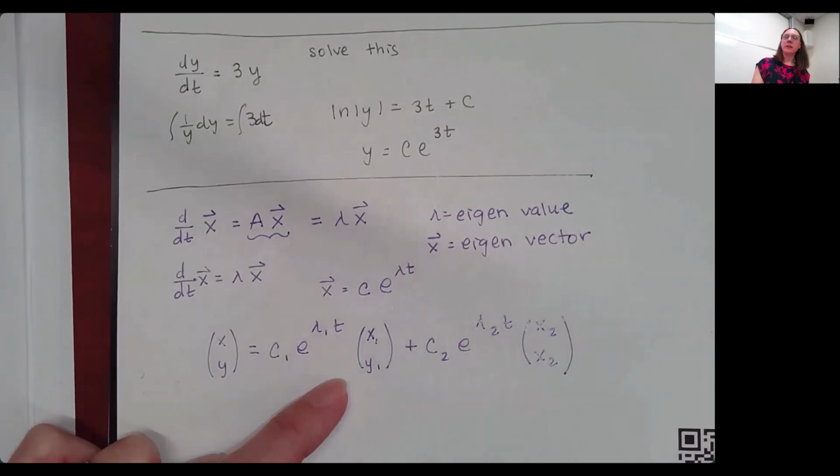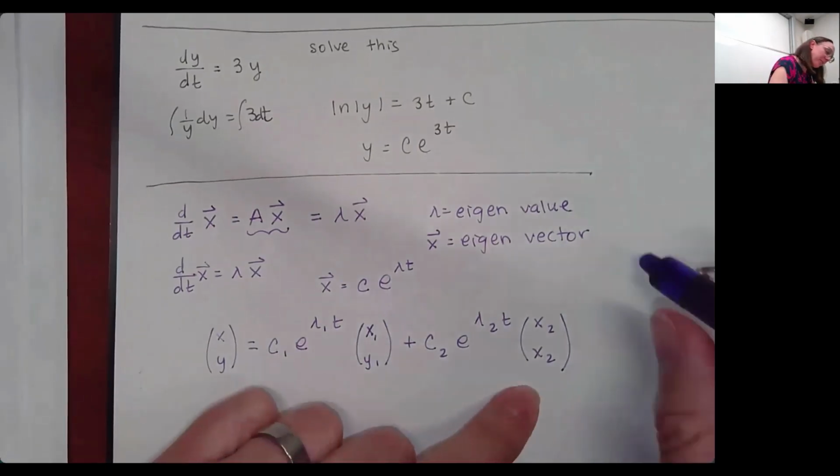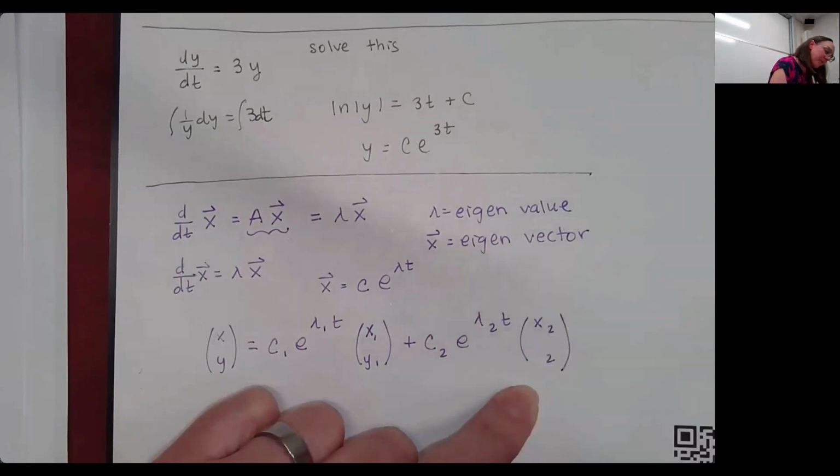That is a matrix, but then you multiply c1 e to the t times that matrix, plus the second one, so we have those two matrices together. Yep. Isn't that still y2? Oh, yes, thank you.